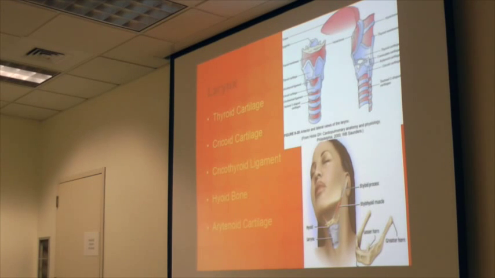Next you have the cricothyroid ligament. The cricothyroid ligament is between the thyroid cartilage and the cricoid cartilage. This is used for emergency opening of the airway. Should I repeat that? It's between the thyroid cartilage and the cricoid cartilage. Used for emergency opening of the airway.